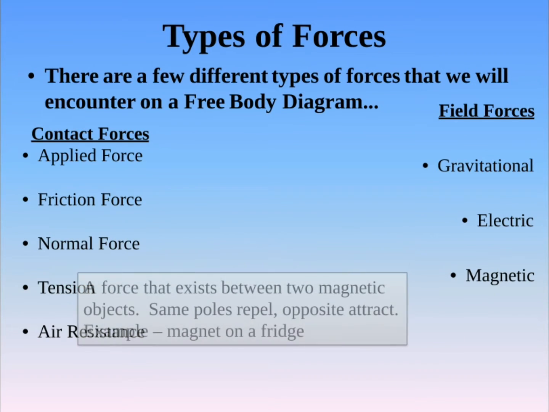And the next one is going to be the magnetic force. And this is a force that exists between two magnetic objects. And just like the electric force, the same poles will repel and opposites will attract. So an example would be a magnet on a fridge.